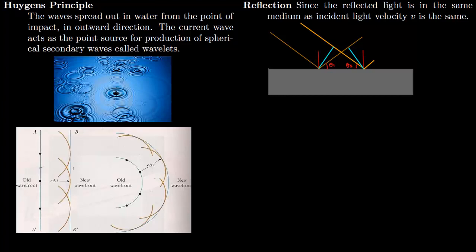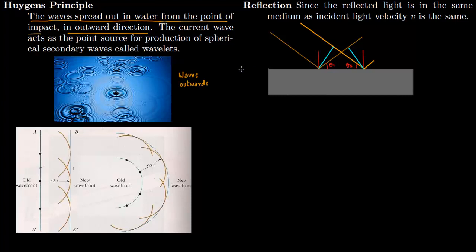We start this chapter by talking about Huygens principle. We have all seen a stone drop on the calm surface of water and see the waves progress outwards. So for example, in this figure you can see the waves are going outwards. And what is dropping in the water is just a small drop. So the idea is these waves spread out in water from the point of impact in the outward direction.